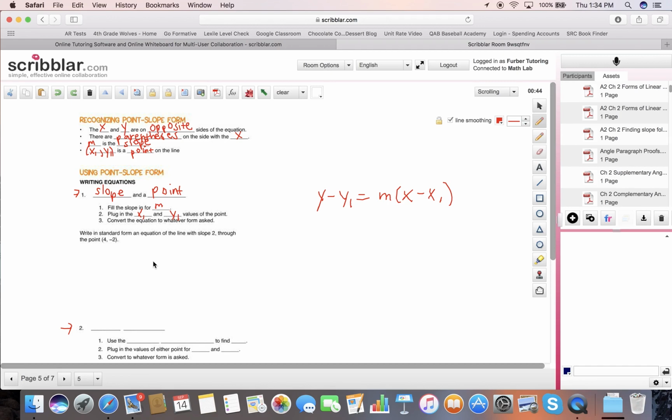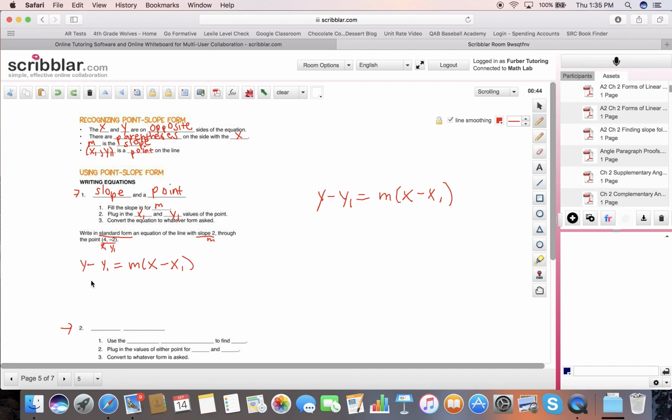Okay, so look at the example here. It says write in standard form the equation of a line that has a slope 2 and it goes through the point 4, -2. So there's the slope right there. That's the m. And then this is x1, y1. So I'm going to go to my equation and I'm going to fill in the values that I have been given for the different things in the problem.